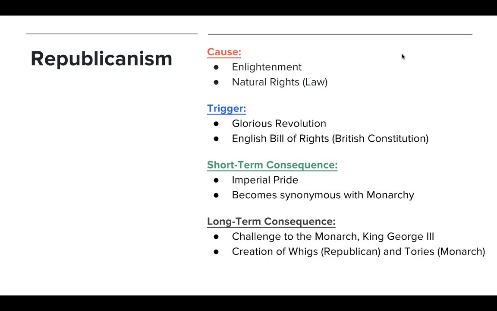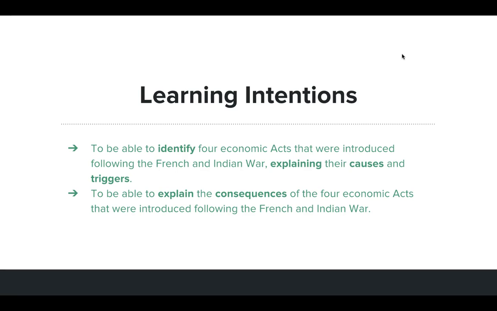We looked at republicanism as a way of helping us understand how the Americans saw themselves in relation to the British monarchy. Today, what we're going to do is identify 4 economic acts that were introduced following the French and Indian War, explaining their causes and triggers, and we're also going to explain the consequences of those acts that follow the French and Indian War.